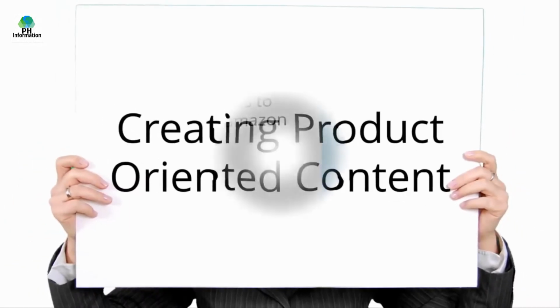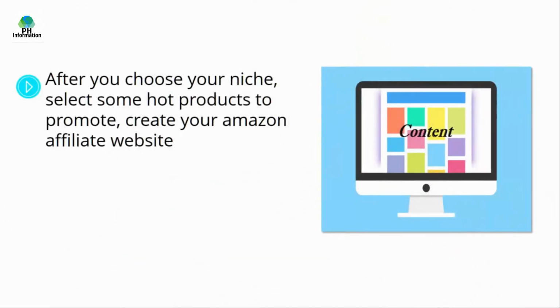Creating product-oriented content. After you choose your niche, select some hot products to promote, create your Amazon affiliate website, and sign up for the Amazon Associates program to create your Amazon Associates account, the time comes to start doing the hardest part, the one that will determine if you make it or if you break it as an Amazon affiliate.